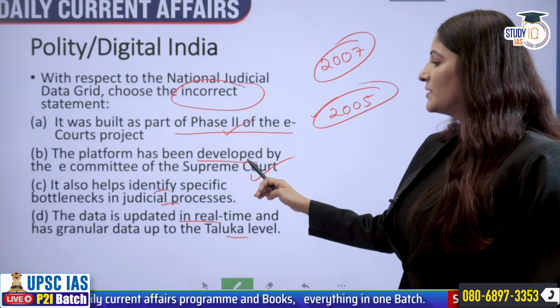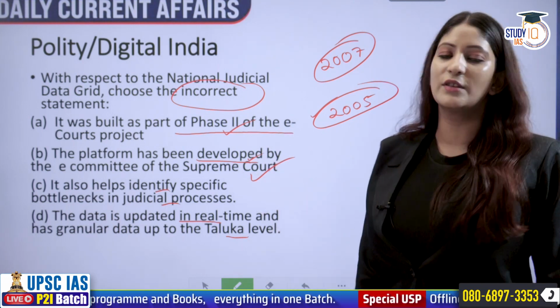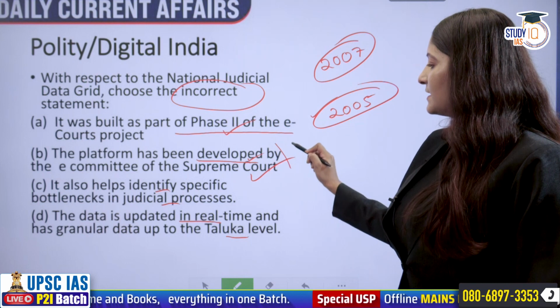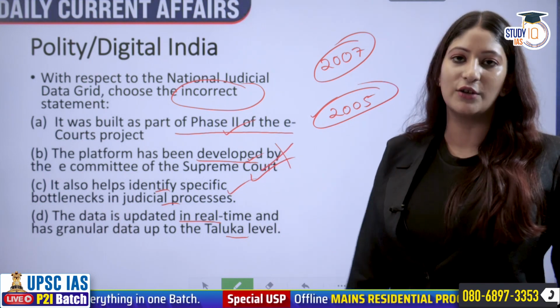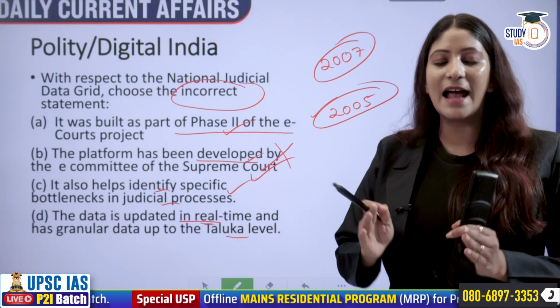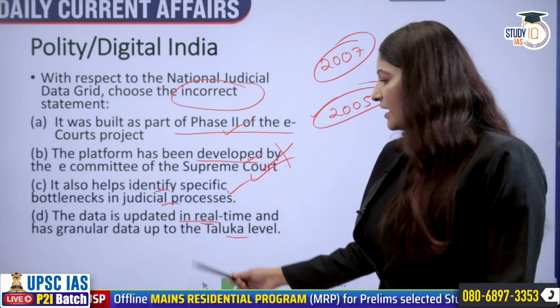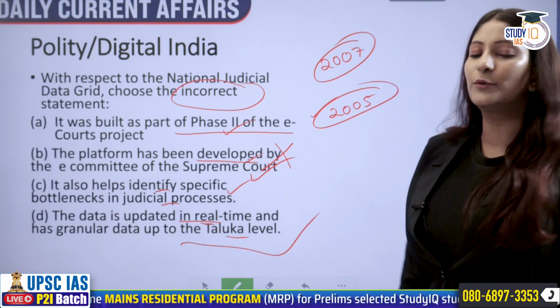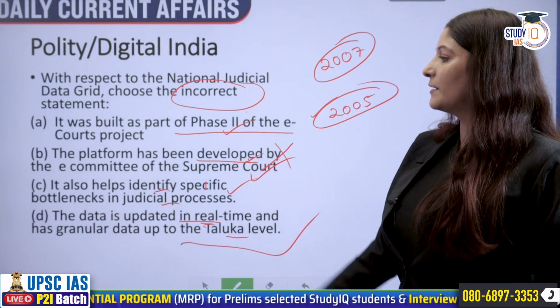The platform has been developed by the National Informatics Centre and not the E-Committee of the Supreme Court. So the second statement is incorrect. It does help identify specific bottlenecks in judicial processes, and the data is updated in real time. Real time means as and when it is happening, the data is being updated simultaneously, and it has granular data up to the taluka level. So first, third and fourth are correct, B is incorrect.